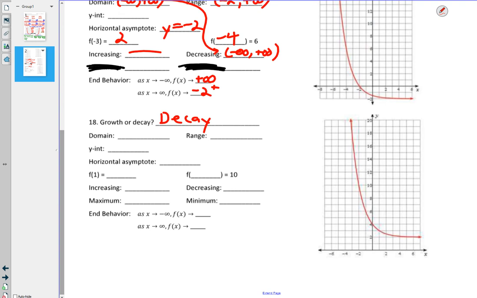Hyun, what's the domain? All real numbers, also written as negative infinity to positive infinity. Jada, the range. Actually, better yet, give me the horizontal asymptote first. Good. So now, Jada, give me the range.